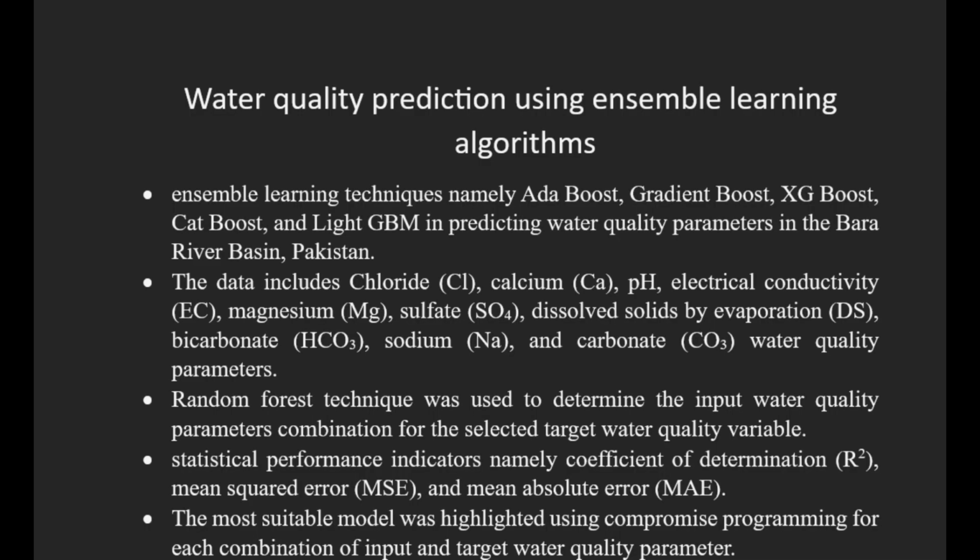In this tutorial, I will explain how to write a research article using ChatGPT. Our focus will be on a topic which is highly relevant to environmental engineering: water quality prediction using ensemble learning algorithms. Whether you are a beginner or an experienced researcher, this method will save your time and enhance the quality of your work. So, first of all, you have to arrange your data.